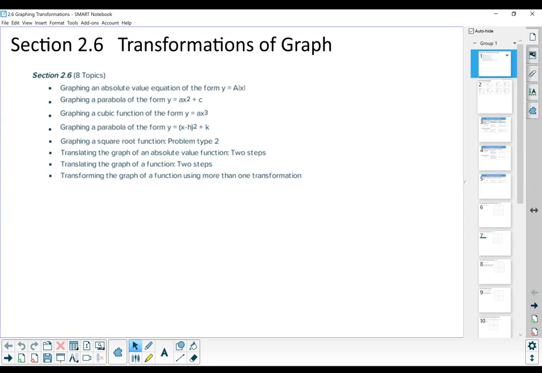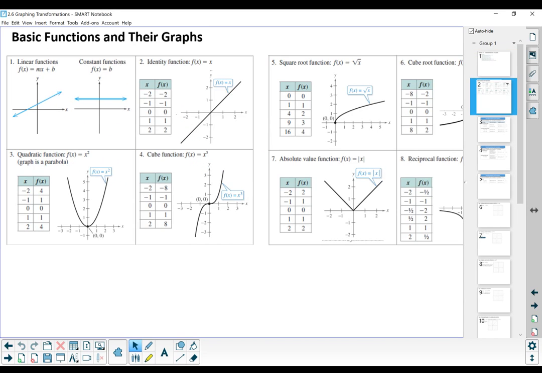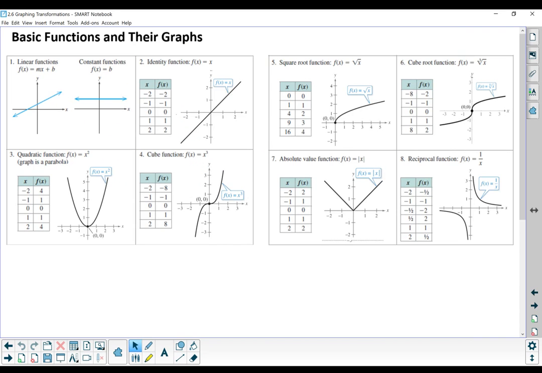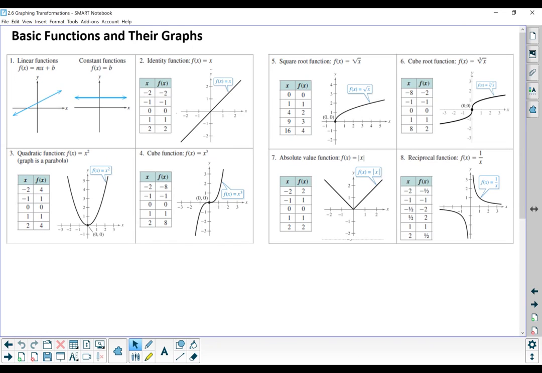Hello, Math 1050. This is section 2.6. We're going to be working on transformations of graphs. There are 8 topics in this section. In this section, we're going to be looking at a lot of different types of functions.